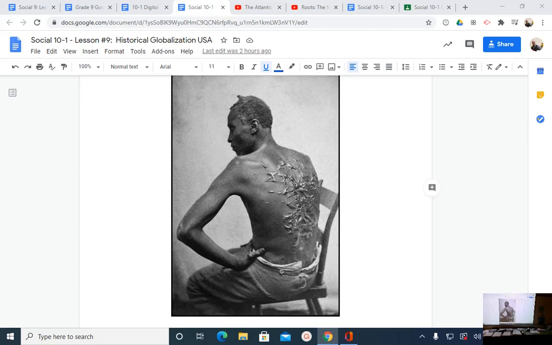The journey could take like 2 to 3 months. A 2 to 3 month journey, people dying around you, 120 degrees Fahrenheit weather. You can't sit up because the roof is so low. You're shackled to the people around you. You don't know where you're going.